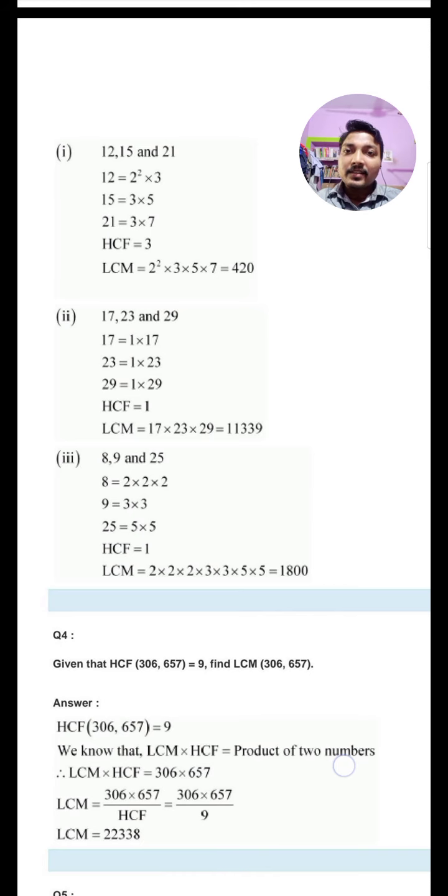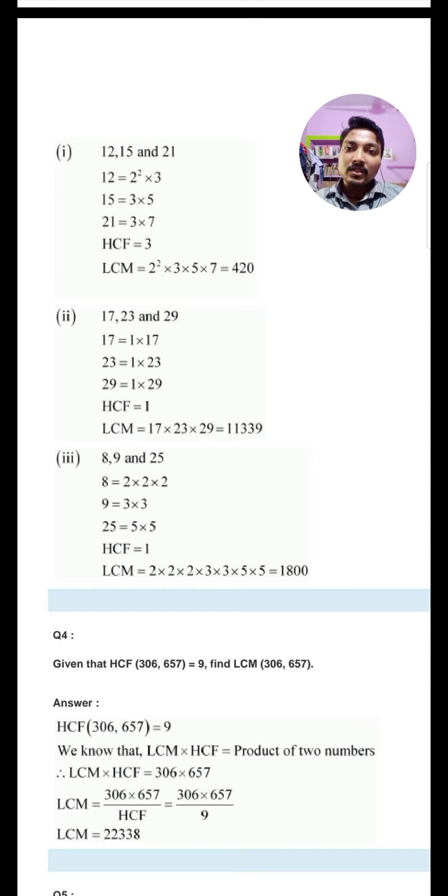Then, in the first prime factorization there is no 5, but in the second there is one 5, and in the third no 5. So the highest number of 5s is once. Then 7: the first prime factorization has no 7, the second has no 7, but the last prime factorization uses 7 once. So the highest is 7. So the LCM is the product of the highest power of the prime factors used in all the prime factorizations. Their product is 420.